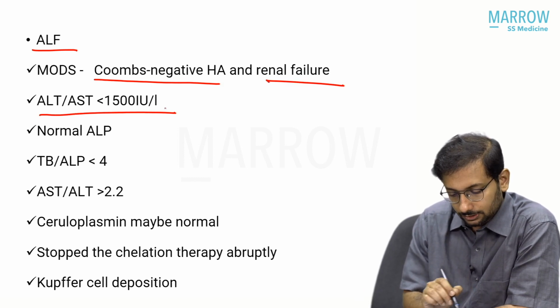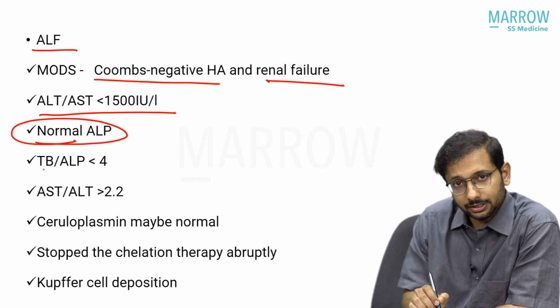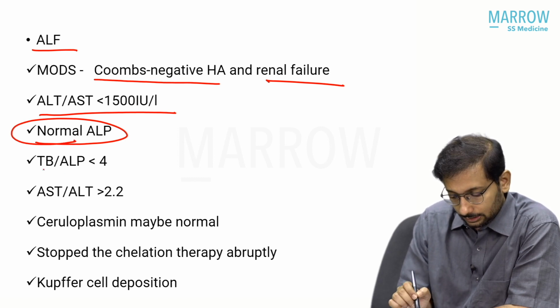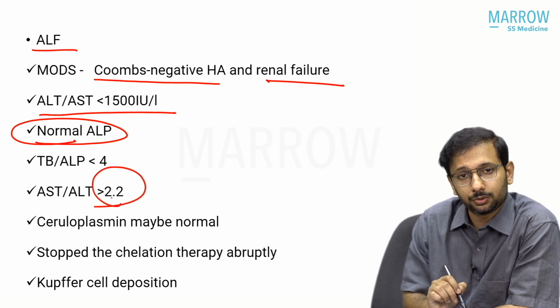AST/ALT is less than 1500. Almost normal ALP or even low. Total bilirubin by ALP is less than 4. And there is another one, AST by ALT ratio, which is more than 2.2.